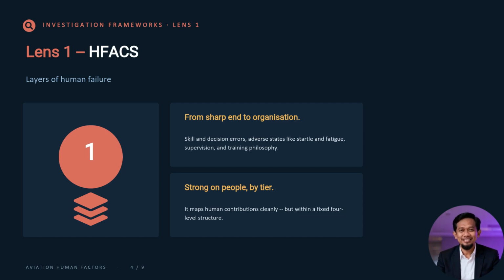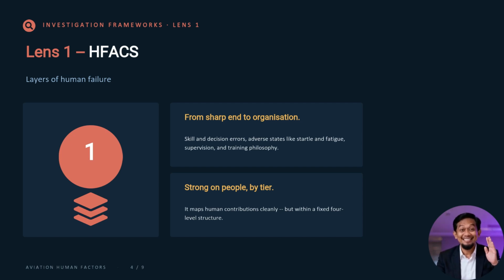Among the preconditions, adverse mental states, startle, confusion, and the cognitive narrowing of the crew in a degraded law aircraft at night in weather. Above that, supervisory and organizational factors, training philosophy that had allowed manual high-altitude handling skills to atrophy, and a fleet-wide assumption that the automation envelope would hold.